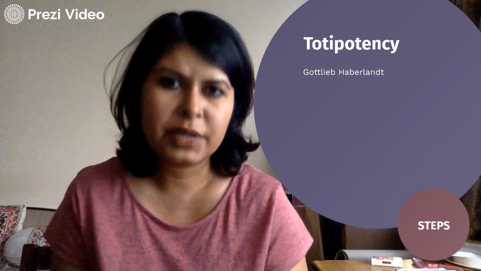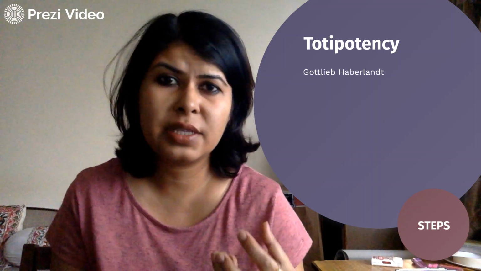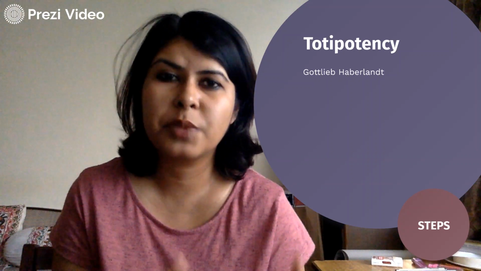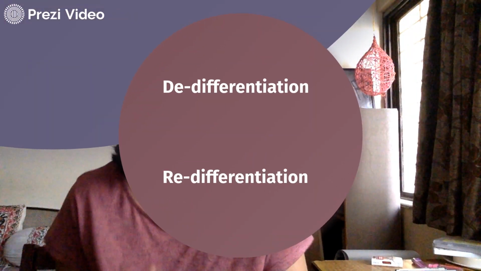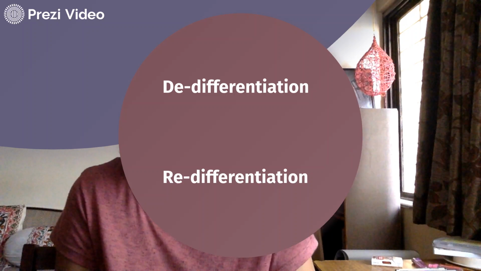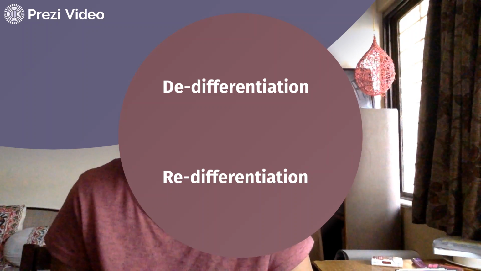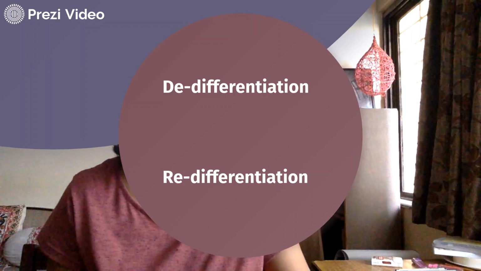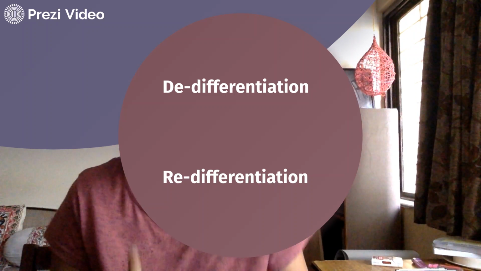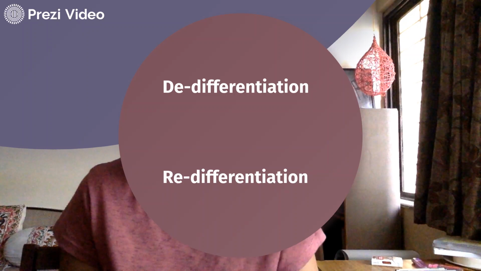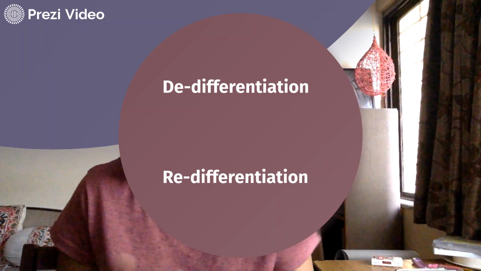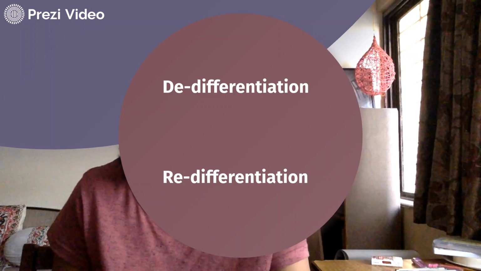Now, for this concept of totipotency to become real in the case of plants, there are two steps or two mechanisms that are critical. The two mechanisms that are critical in order for a plant to show totipotency are dedifferentiation and redifferentiation. Now, dedifferentiation and redifferentiation both take place for a cell that is already specialized.